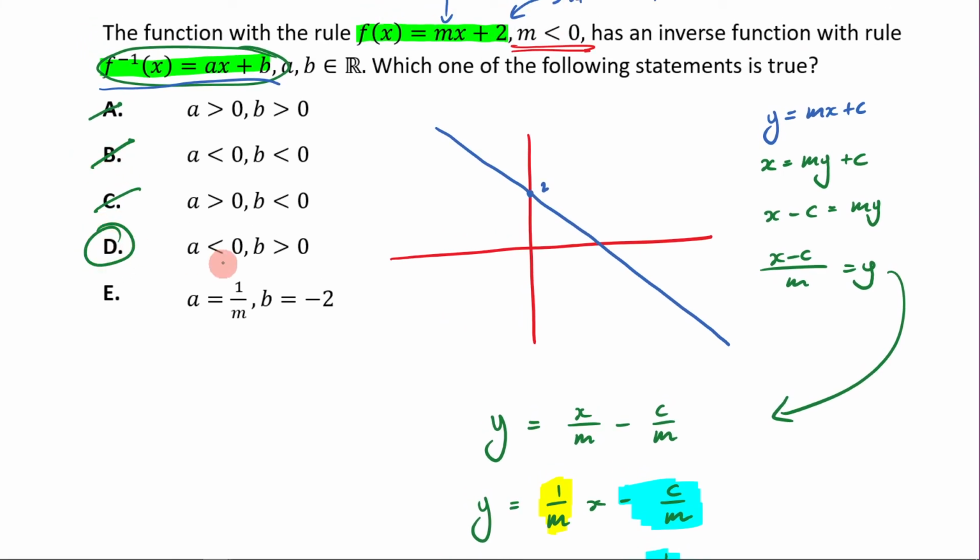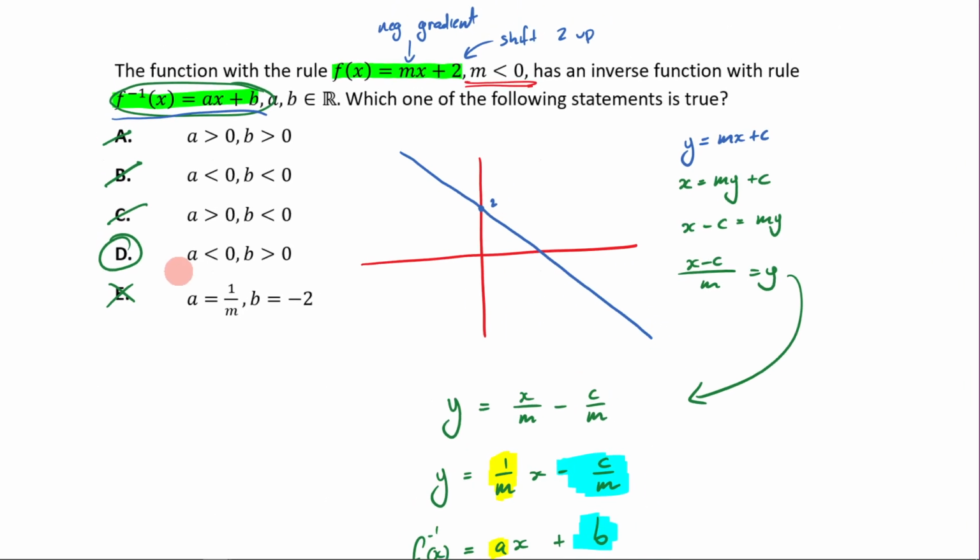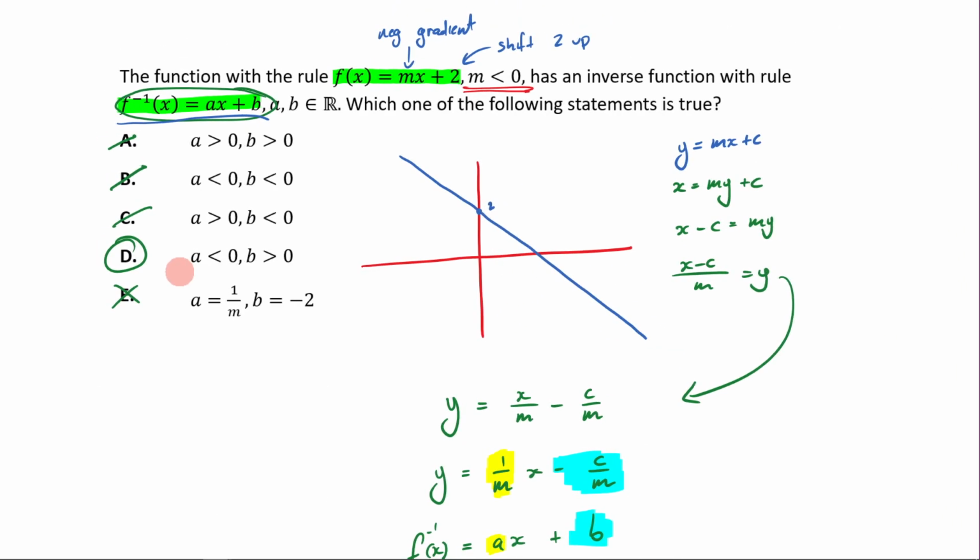That means D is good. a is less than 0. b is greater than 0. We can't say that b is negative 2. We don't have enough information there. But what we can say is D is true. So you can see the thinking that would go behind a question like this. And of course, I'm spending a bit more time going through it. You would have to do this a bit more quickly in a real test. But with practice comes perfection.